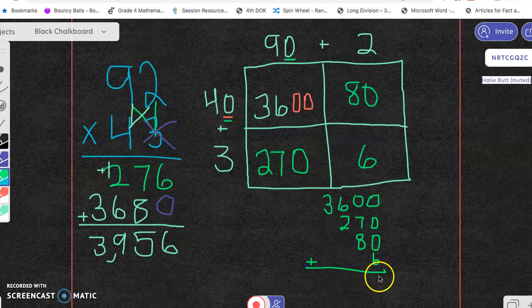0, 0, 0, and a 6 is only 6. 7 plus 8 is 15. Put my 1 up. We have 5, or 6, 7, 8, 9. And then we have a 3. So, as you can see, I used area model and old school, and we got the same exact answer for both of them. We have 3,956 for both.